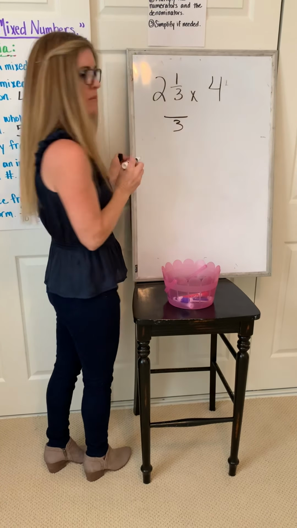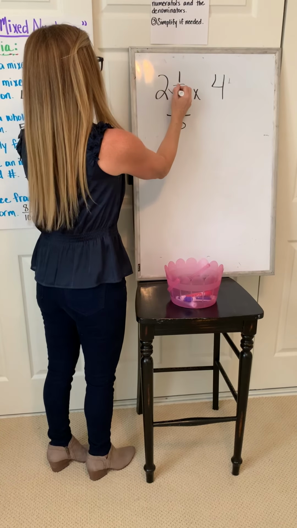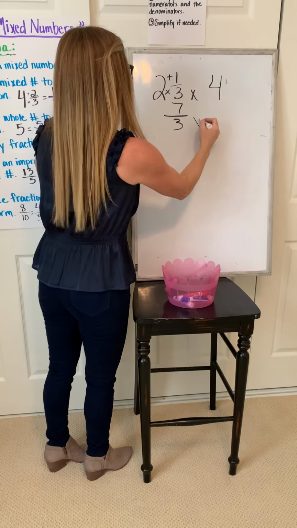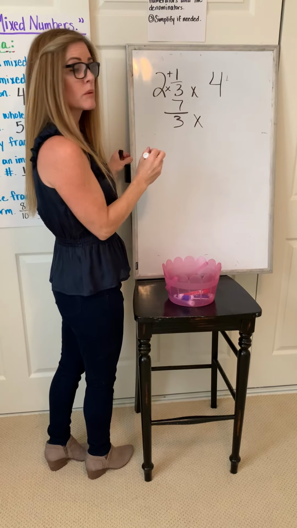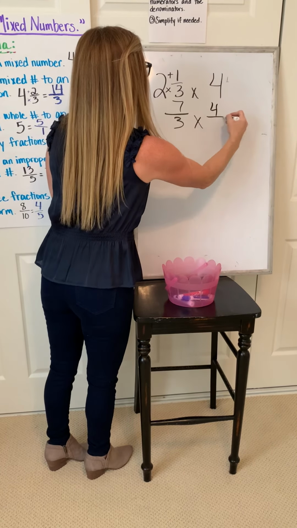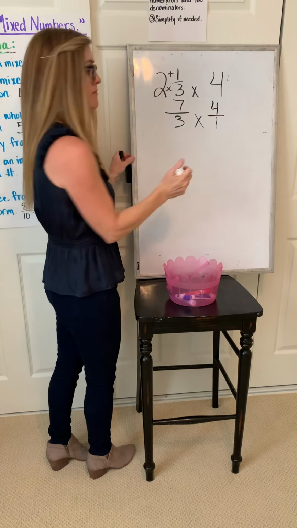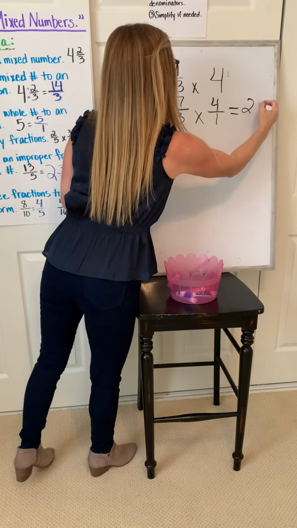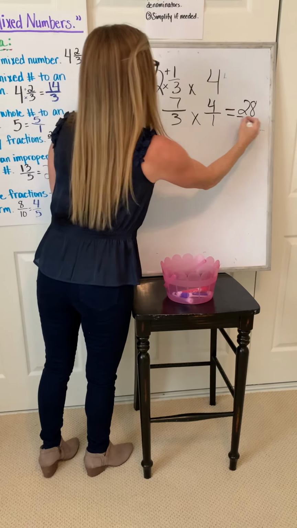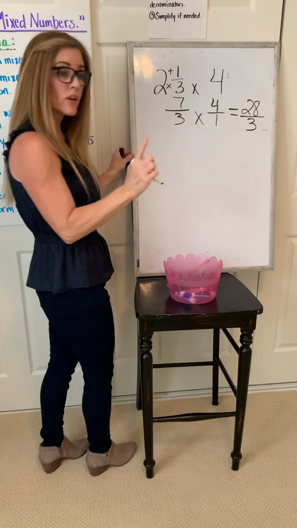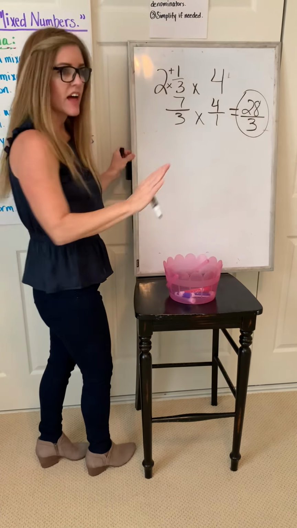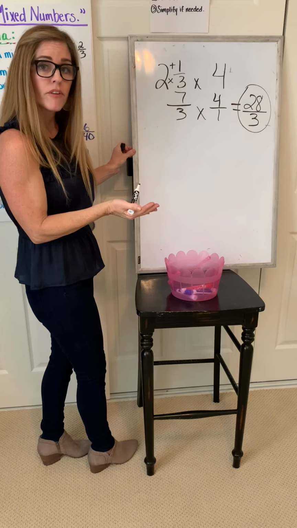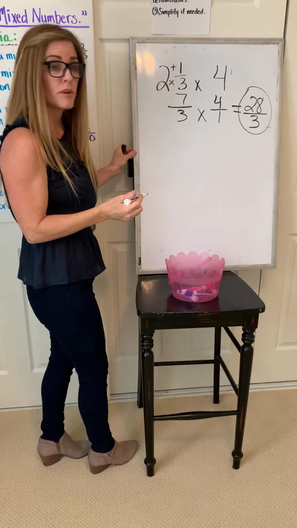So we're going to keep our denominator the same. 3 times 2 plus 1 would be 7. And we're going to place that over 1. Remember, whole numbers only go over a denominator of 1, always. All right, our fractions are ready to multiply. 7 times 4 is 28. 3 times 1 is 3. So again, if you can get to this step, that's great. That's today's learning target. If you can go a step further and simplify it, great too, okay?